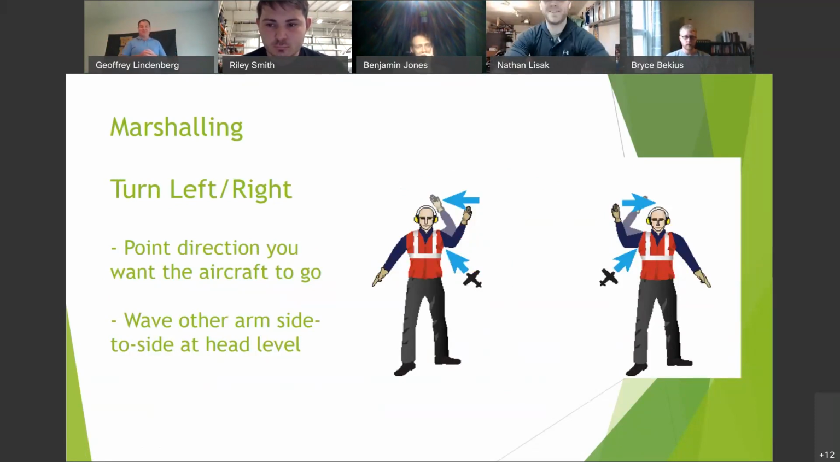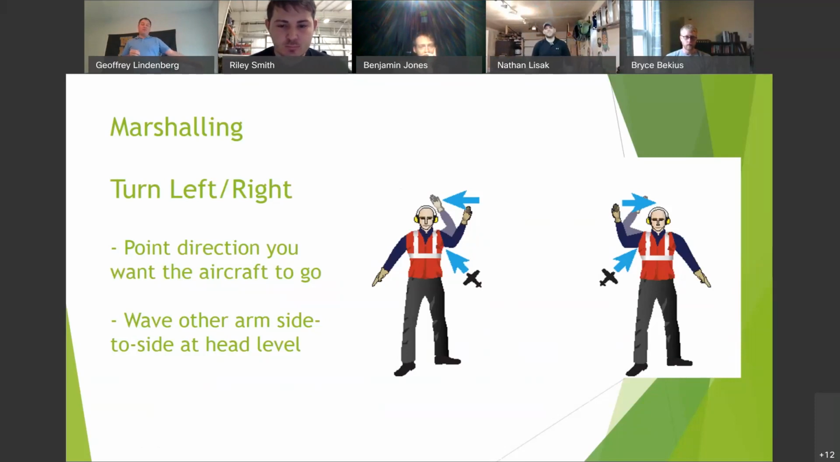I'm not sure what that means in marshaling speak, but we're going to point the direction we want to go, and then do a similar motion to what we were doing straight ahead. For the aircraft to go to the left, which would actually be your right if you were the aircraft, you would point the direction you want to go, and your other hand is still doing the straight ahead motion. So instead of using both hands, now you're going to drop a hand. We'll continue to do it. So I want the aircraft to go this direction.